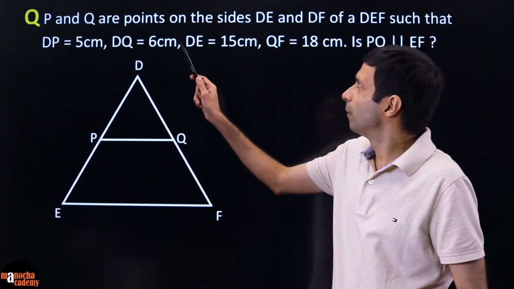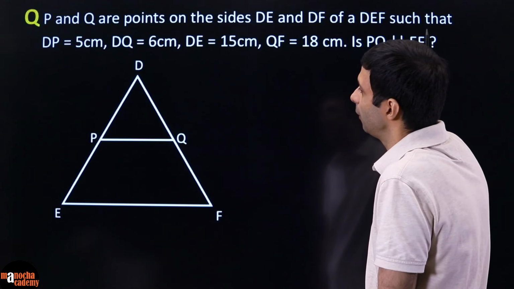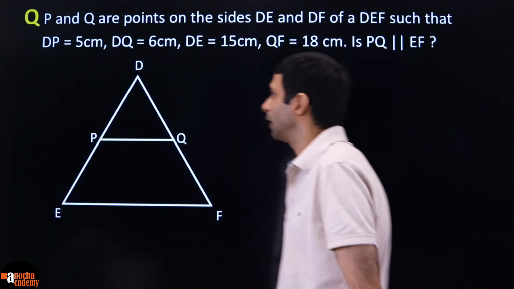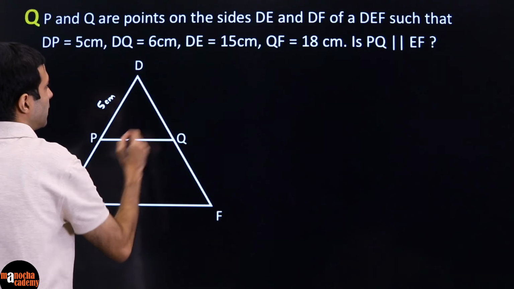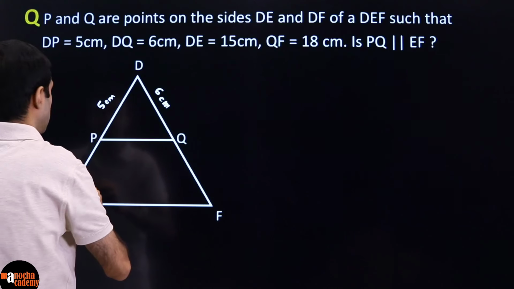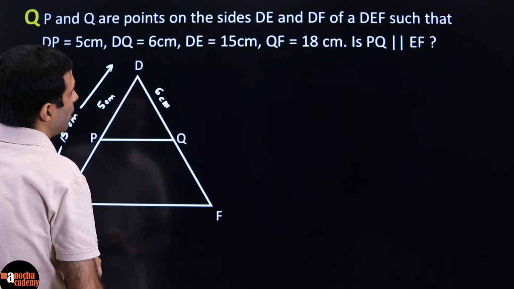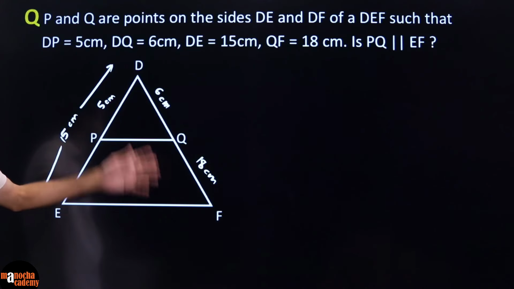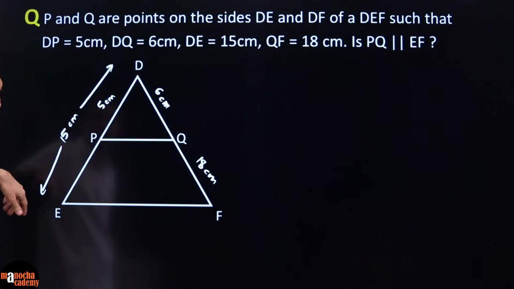Here's the next question. P and Q are points on the sides DE and DF of triangle DEF, such that DP is 5 centimeters. Let's write down the values here. DP is given to be 5 centimeters. DQ is given as 6 centimeters. DE is 15, this entire length, and QF is 18 centimeters. I know this diagram is not drawn to scale, it's a rough diagram, because QF doesn't look like 18, right? And this DE is 15, this entire length.